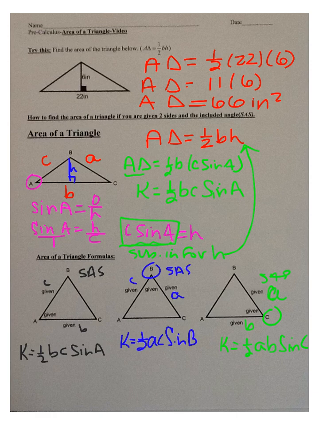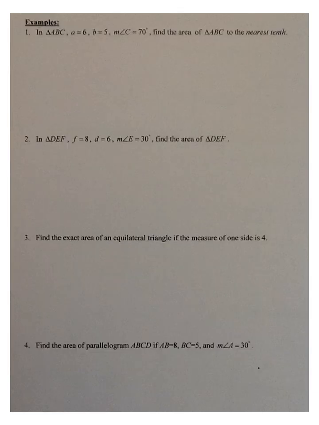Okay, so let's flip it over and we'll do some problems. All right, so let's take a look at number 1. We have in triangle ABC, a is 6, b is 5, angle C is 70 degrees. Find the area of triangle ABC to the nearest 10. So let's draw a picture. So I have triangle ABC.